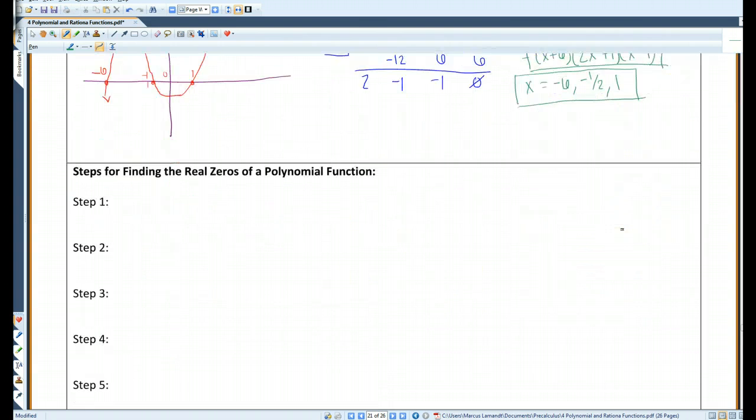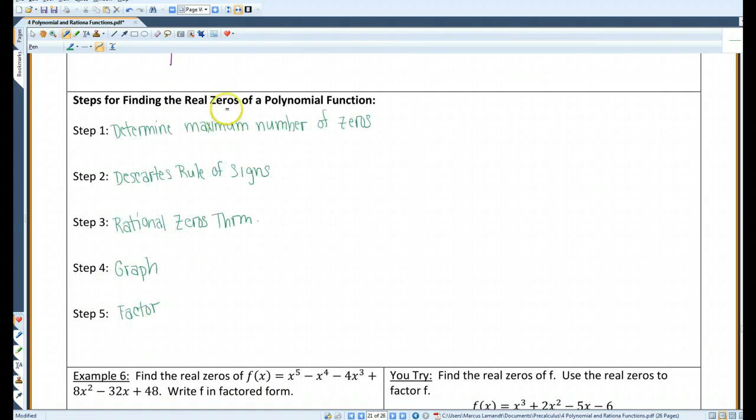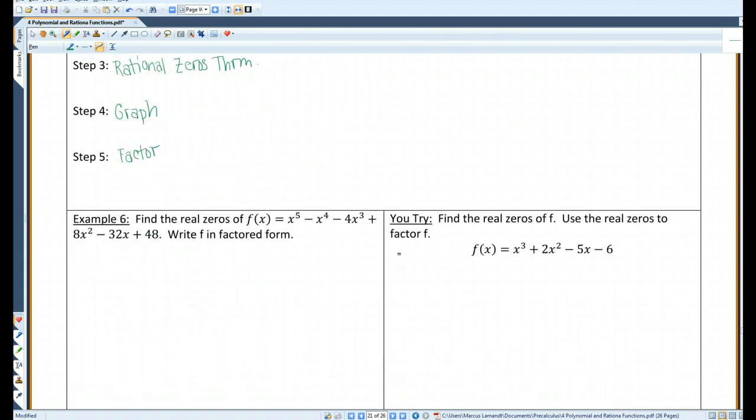Alright, here I'm just going to list out the steps of what we just did. So this is basically what we just did. First, we determine the maximum number of zeros, so basically just the degree of the function. Then we use Descartes' rule of signs to figure out potentially how many positive real zeros and how many negative real zeros we can expect. Then we use the rational zeros theorem, that's the P and Q thing that we did, to list out any possible rational zeros that we might have. Then we graphed it, and we figured out probably what the zeros were going to be, and then we factored it to figure out the rest.